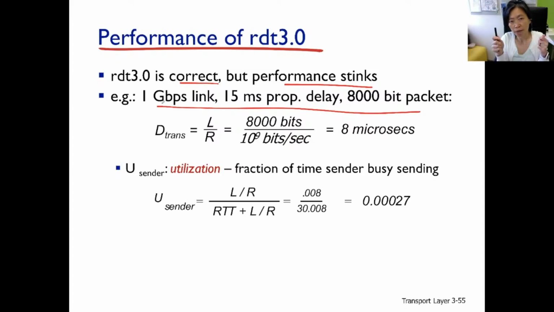So let's suppose we have a pair of sender and receiver. In between them, there is a link of 1 gigabit per second. And the propagation delay one way is 15 milliseconds. And between the sender and receiver, the packet size is 8,000 bits, and that is the equivalent of 1 kilobyte. So this is very typical of a TCP connection's packet size.